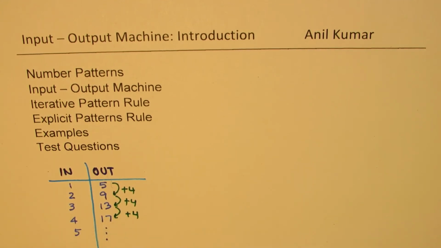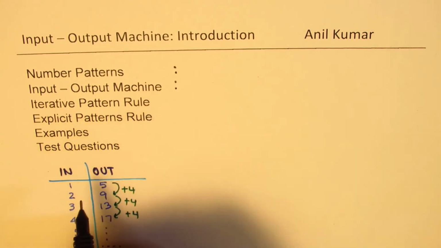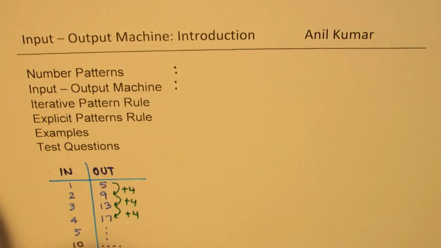Right? Likewise. Now what are you supposed to do? Tell me what is the 10th number. Right? So that is what you are supposed to do. Also, write down the number pattern, input-output machine. Iterative and explicit formulas will come from these two. Okay? So that is what you're supposed to do. You can pause the video, answer this question, and then look into my suggestions.